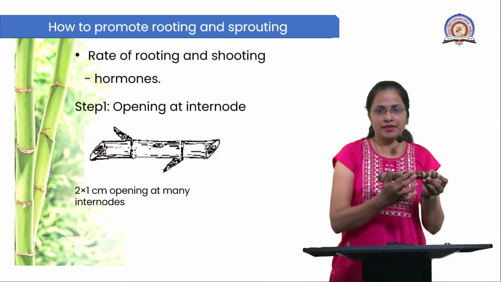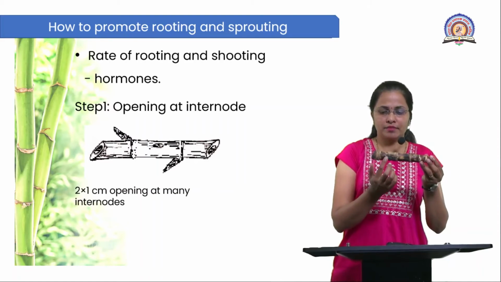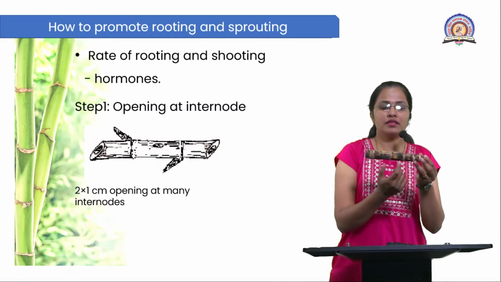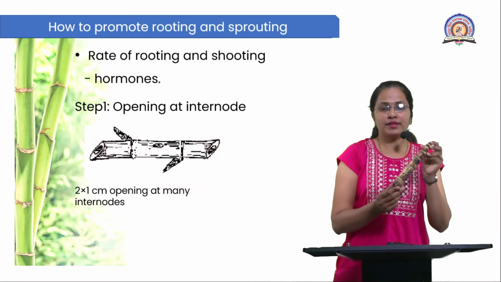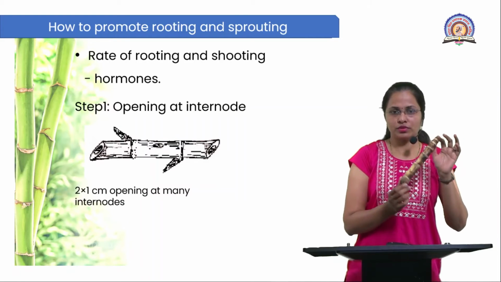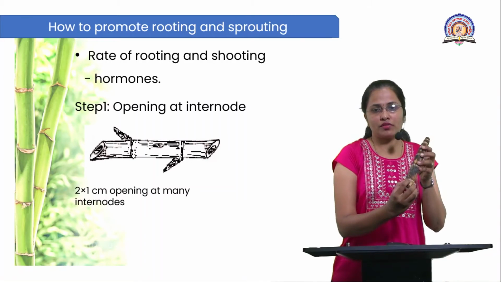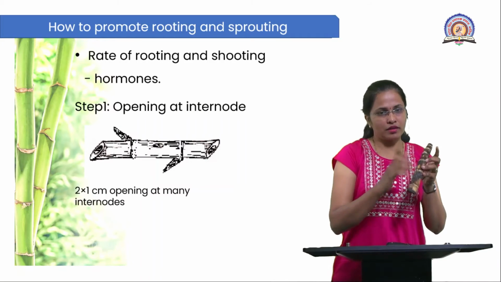You can see here it is a clump of bamboo. These are the nodes, and the distance between two nodes is the internode. Now I have selected this bamboo clump of 2 to 3 years. Now you can see there is the presence of small dormant buds at the nodal region.